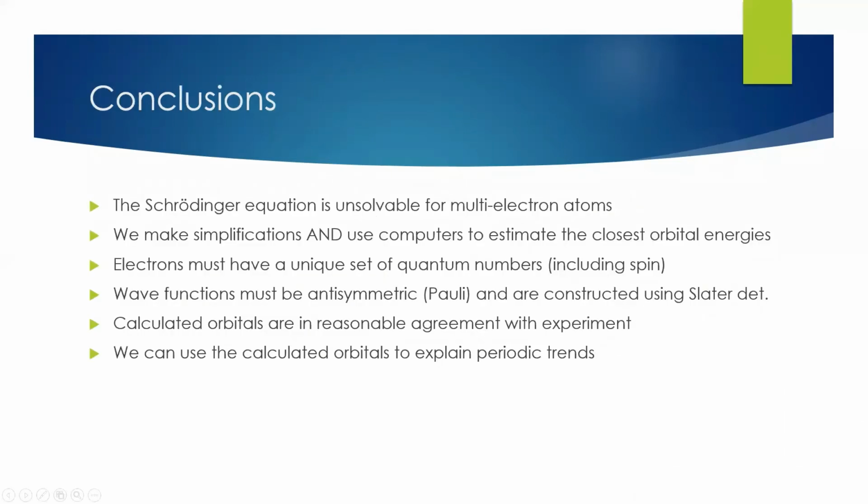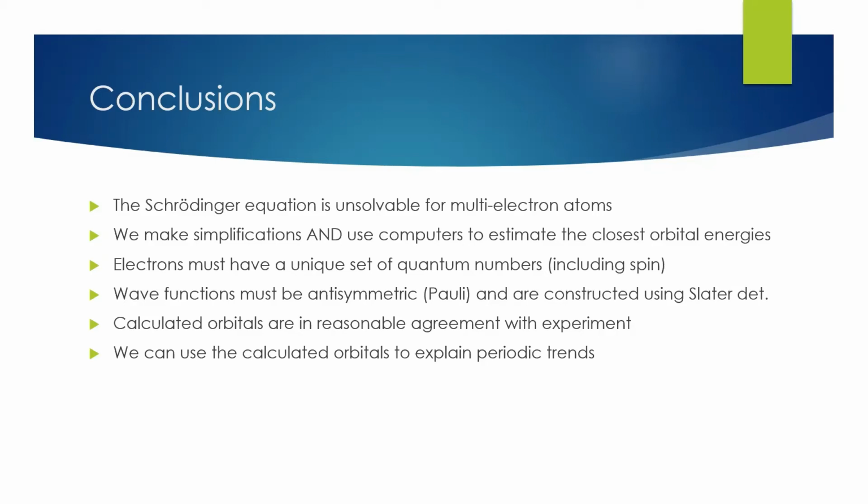All right, so I'm going to conclude this chapter by reviewing what we talked about this class and last class. Our Schrödinger equation is unsolvable for multi-electron atoms. So what we do to solve this is we make some simplifications and use computers to estimate the closest orbital energies that we can. We'll talk later about how computers use more complex models to make fewer assumptions in the future.